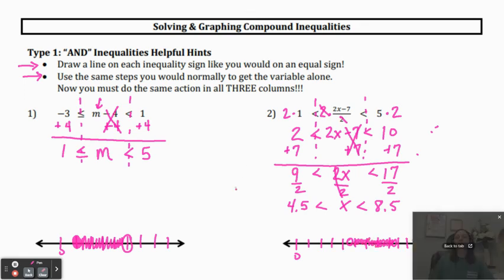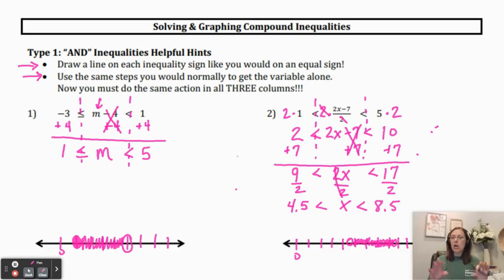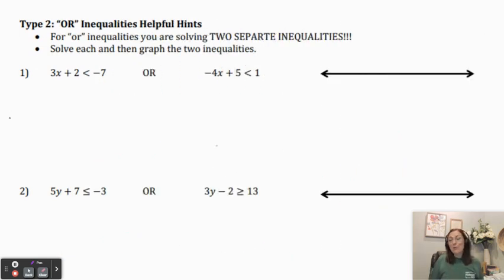Okay, so again, it works out just like our and inequalities, where we're shading in between them. Now let's take a look at solving our or inequalities. For or inequalities, you're solving 2 separate inequalities.